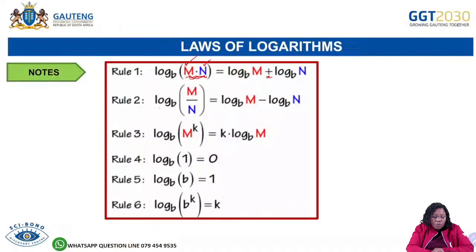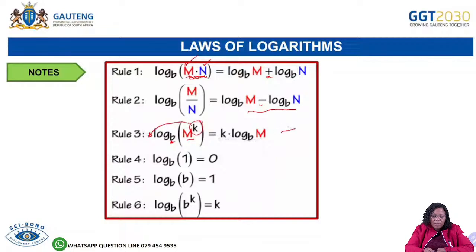Okay, rule number 2, it says when you are dividing, you will subtract. So it will be log m base b minus the log n base b there. This b here, we call it a base, right? And then now rule number 3, we are having log m to the power k, with base b there. So this rule says that you can take this exponent here and put it in front of your log there. Then you'll end up with k log m base b.